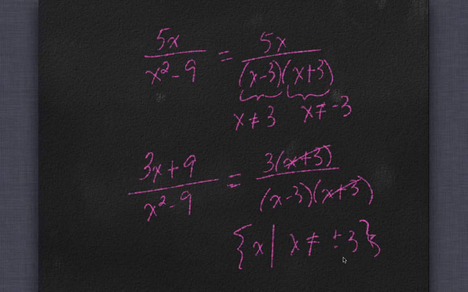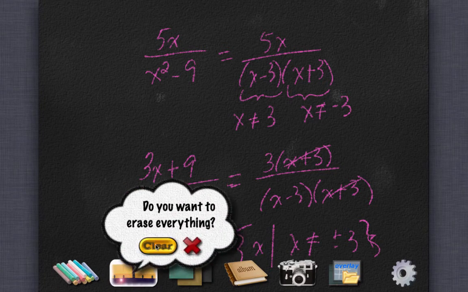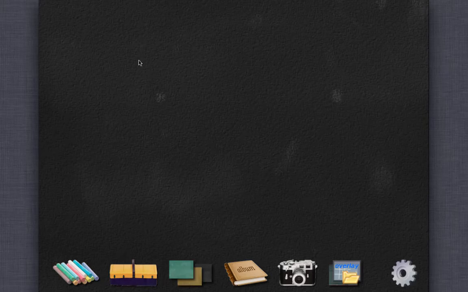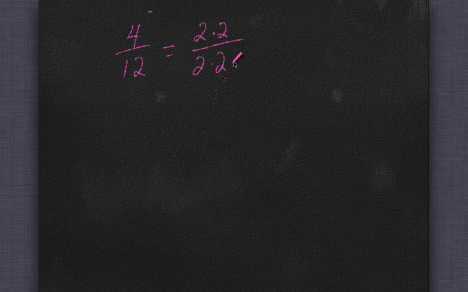But everywhere except these two places, it reduces to 3 over x minus 3, which brings us then to reducing. So when you had, in the past, something like 4 over 12 and you wanted to reduce this, you break it down to its prime factors, and then you cross out anything that's common, so then you end up with 1/3.